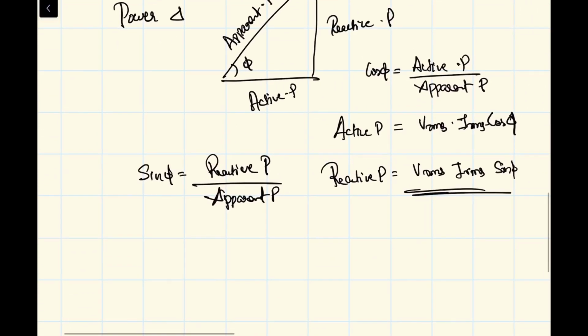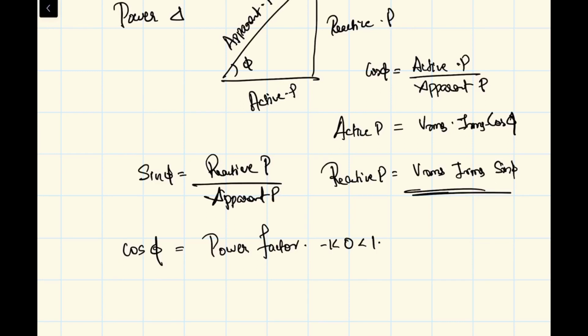And remember, we call cos phi the power factor, and this value varies from -1 to 1. It should be more towards unity while you are sending or purchasing power. That's why whenever you purchase power from some company, or if you are selling it, you have to make sure that the power factor is close to unity, or 1.